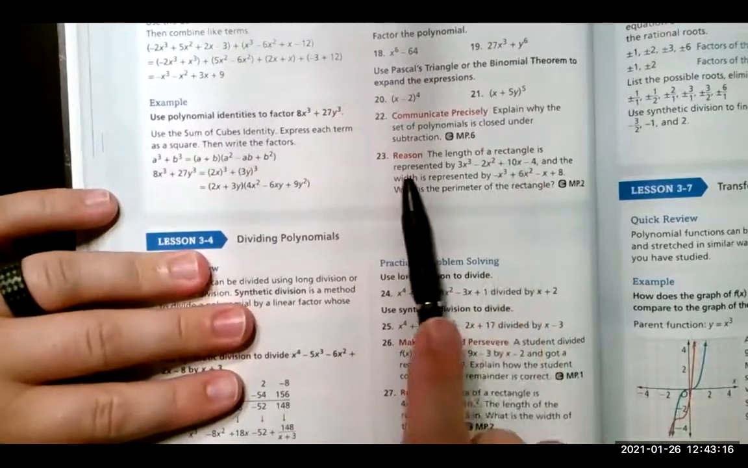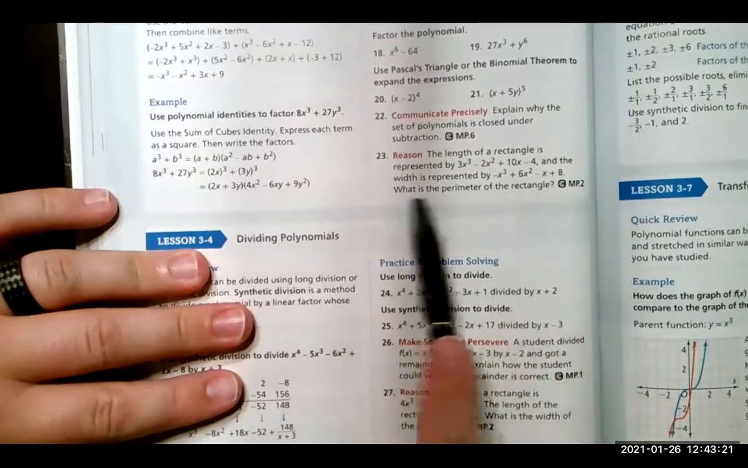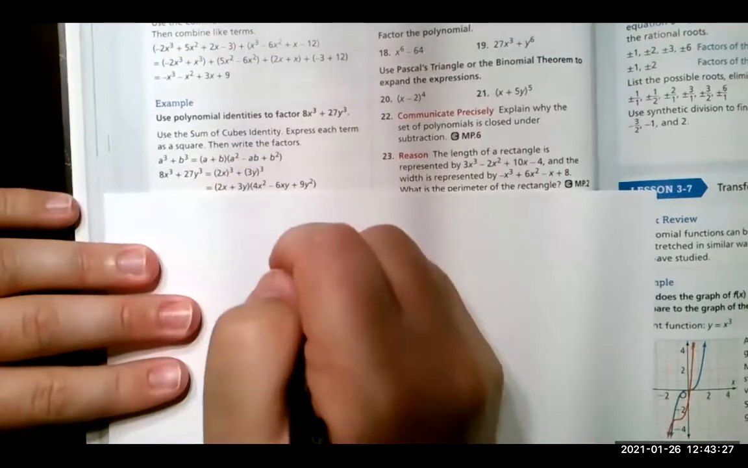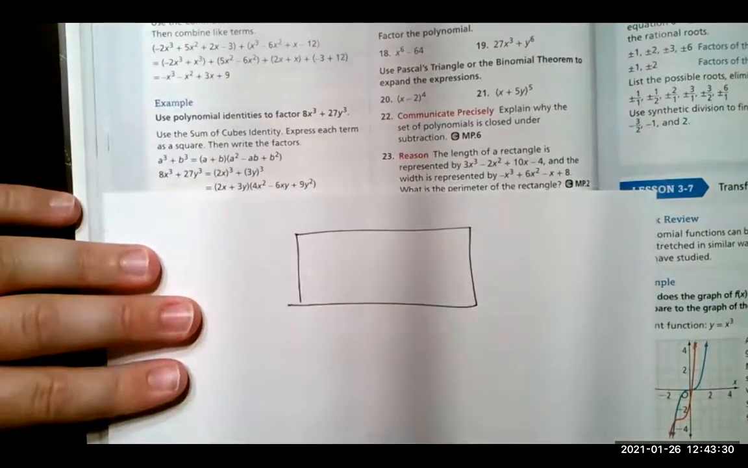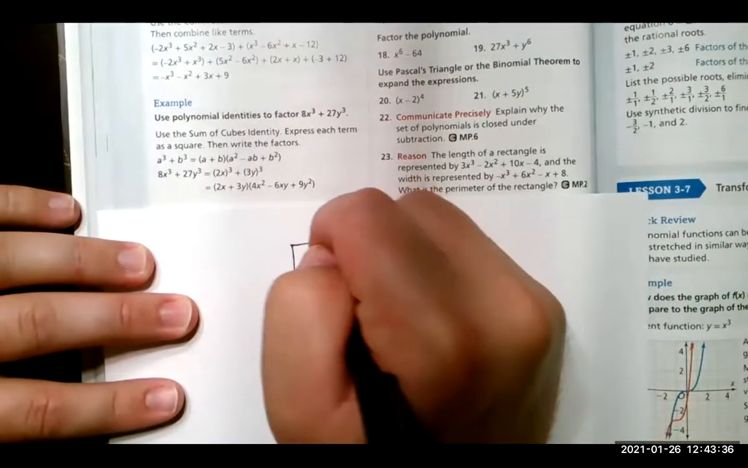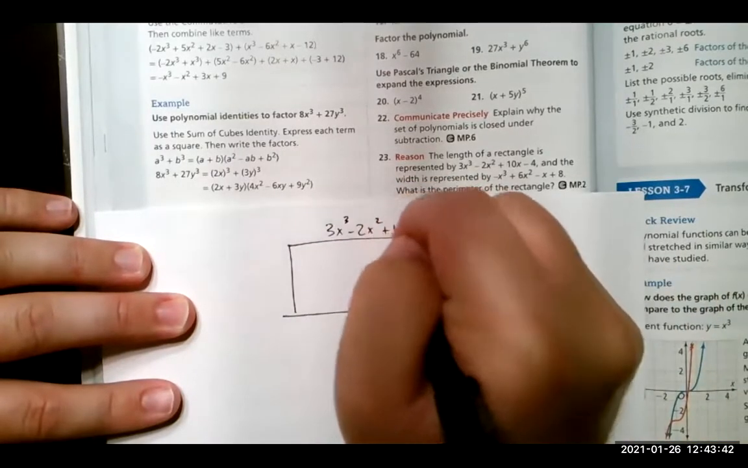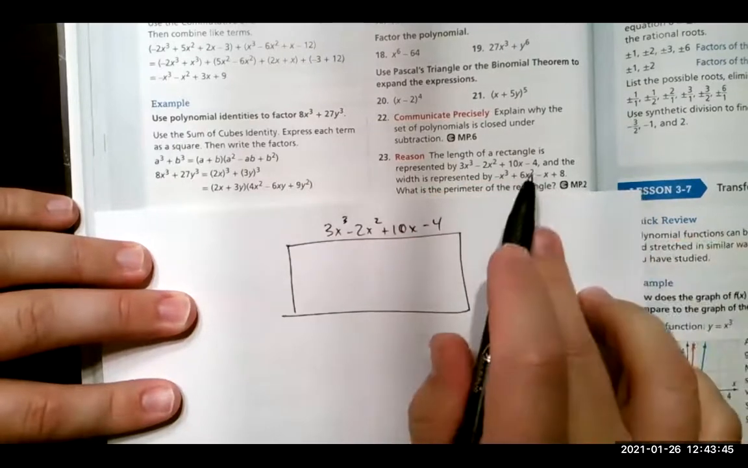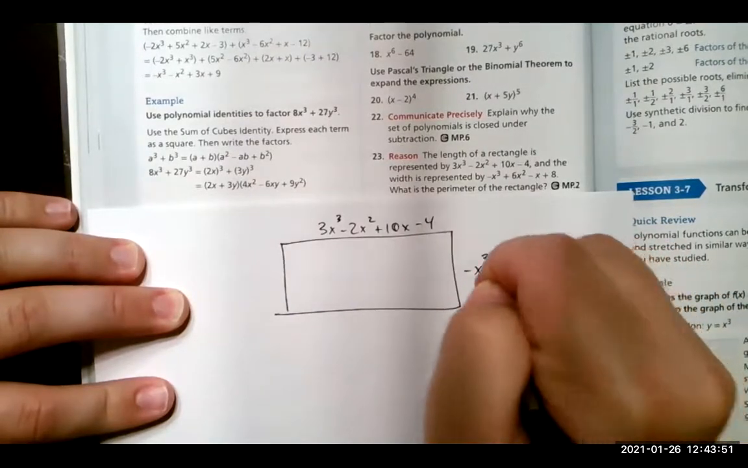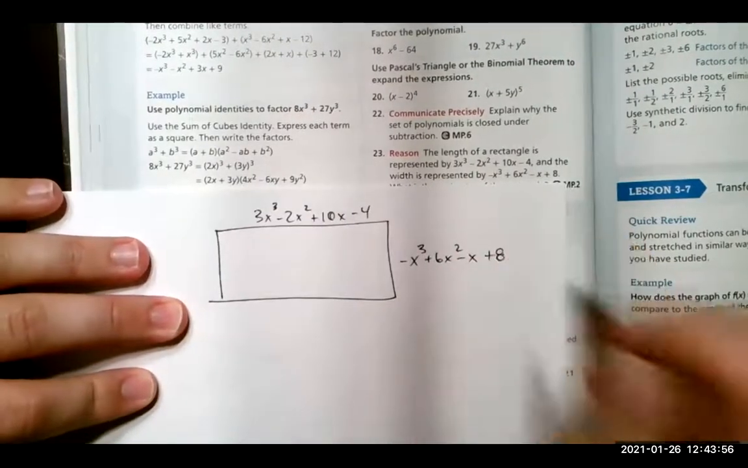So the length of a rectangle is represented by this expression right there. And the width is represented by this expression here. What's the perimeter of the rectangle? So let's sketch out a picture of what we're talking about here. We'll draw out a rectangle. They're saying the length is 3x cubed minus 2x squared plus 10x minus 4. And then the width is, I'll write it over here, negative x cubed plus 6x squared minus x plus 8.